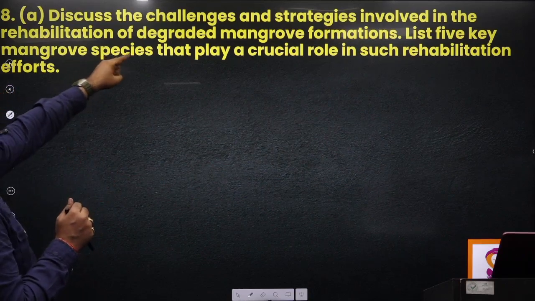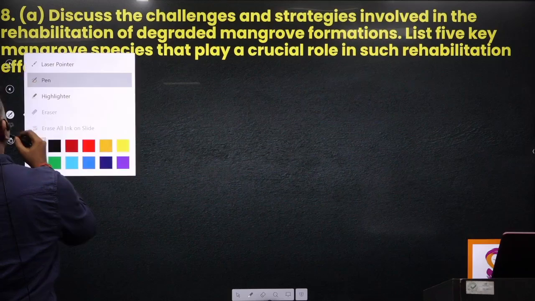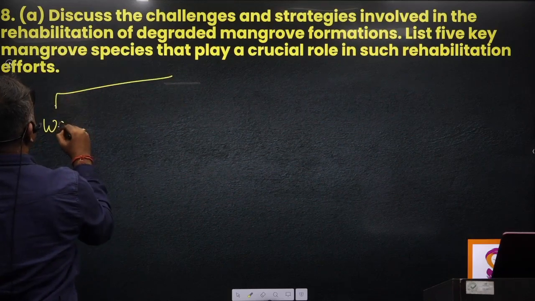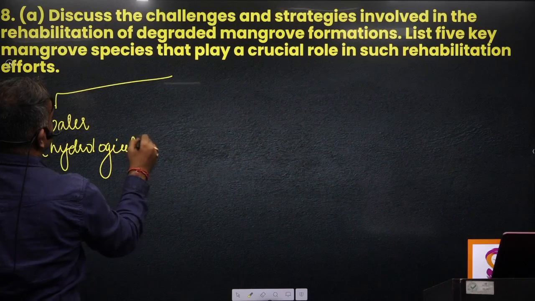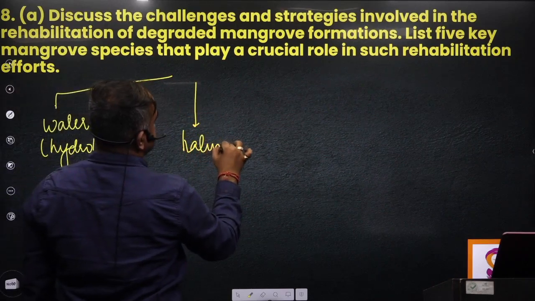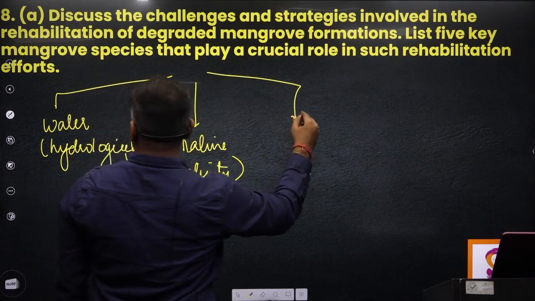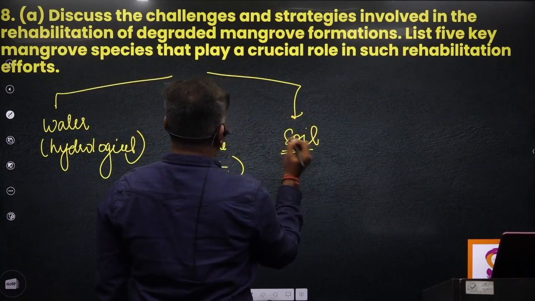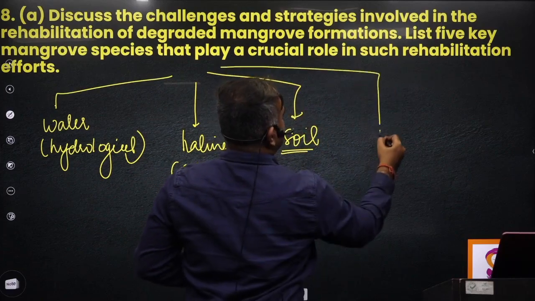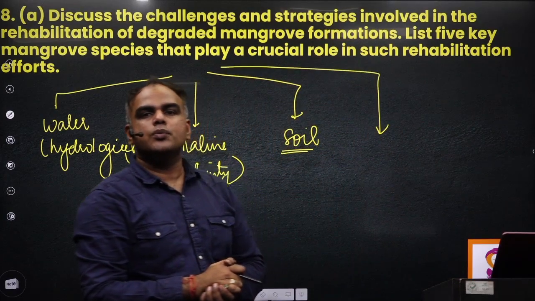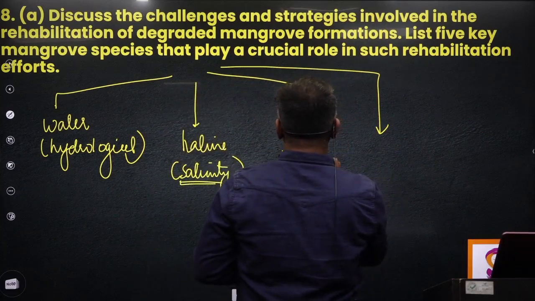Now imagine restoration or rehabilitation of degraded mangroves. Why will it happen? It will happen because of waterlogged conditions, which means hydrological challenges, salinity or excess water salinity. I can also add the issues of soil: waterlogged soil, and soil deficient in nutrients, which is also an issue. The soil may also have excess salt within it. So soil nutrient balance is also a challenge.